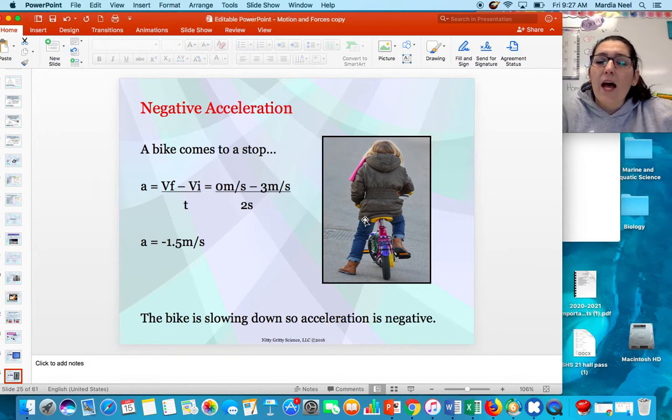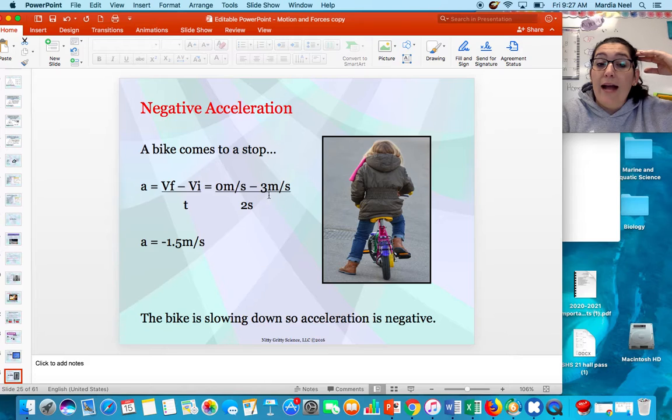All right, let's look at the other type of acceleration. So I said we could have negative acceleration, or acceleration in the opposite direction. So Susie was riding her bike at a velocity of 3 meters per second north. And she saw a frog in the road and pressed on her brakes and came to a stop. It took Susie 2 seconds to come to a stop.